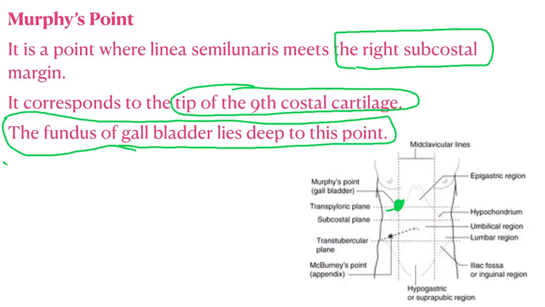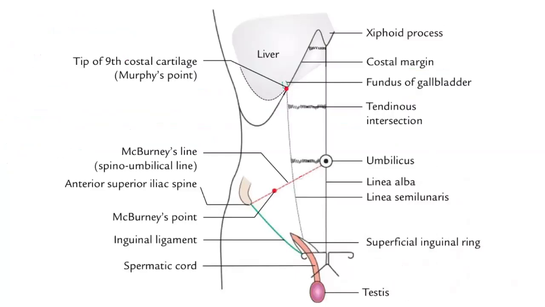So when there is pain at this point, it is called Murphy's sign, where inspiration causes pain at this particular point. You see Murphy's point, ninth costal cartilage, deep to this lies the fundus of the gallbladder.